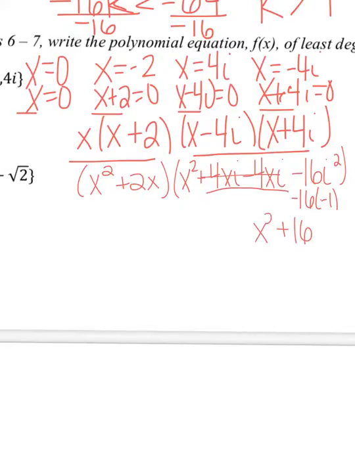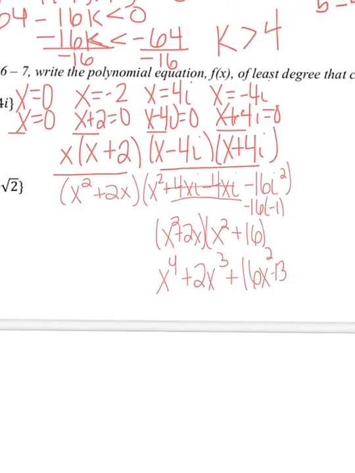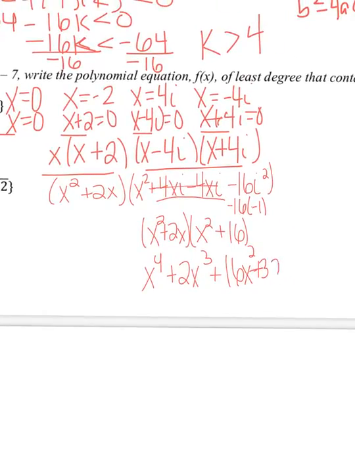So this is really x squared plus 16. This one stays the same, x squared plus 2x. And when I multiply this out, I get x to the 4th plus 2x to the 3rd plus 16x squared, and then plus 32x.